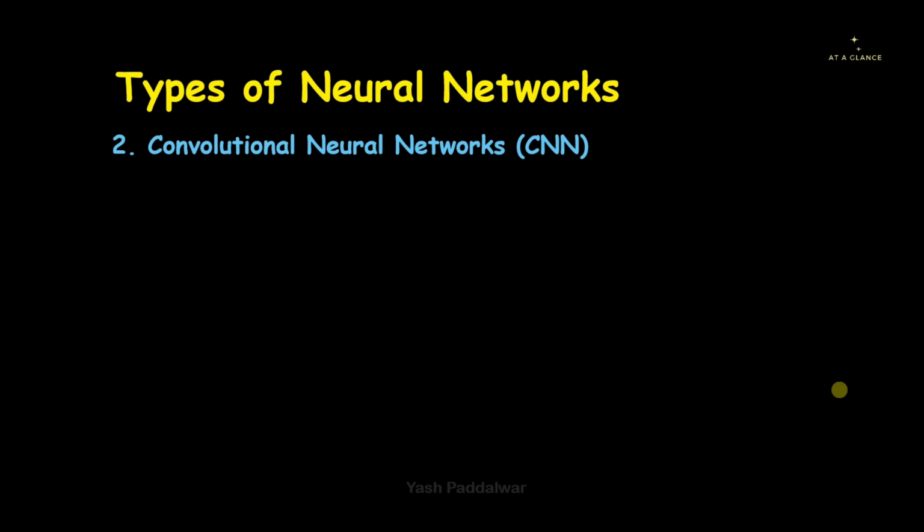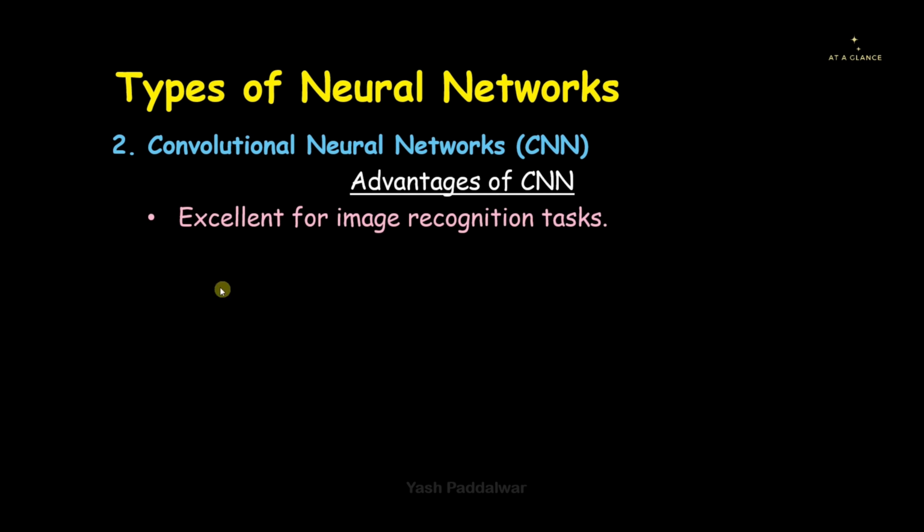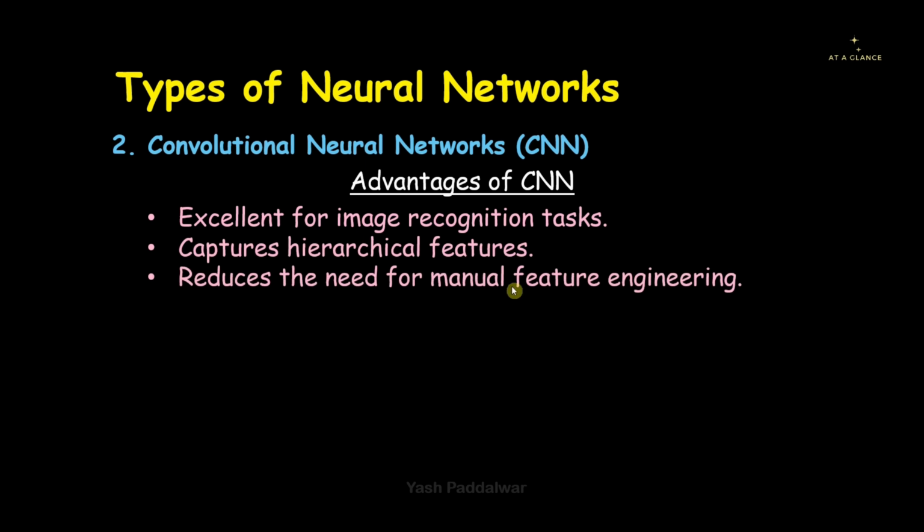So I hope the example of a convolutional neural network is clear to you all. Now let's move on to the advantages of CNN. The first advantage is that it is excellent for image recognition tasks because of the convolutional layers that it has. Next, it captures hierarchical, intricate and complex features. The major advantage of CNN is that it reduces the need for manual feature engineering. It does the feature engineering by itself. There are more advantages of CNN. You can list down one advantage of CNN in the comment section.